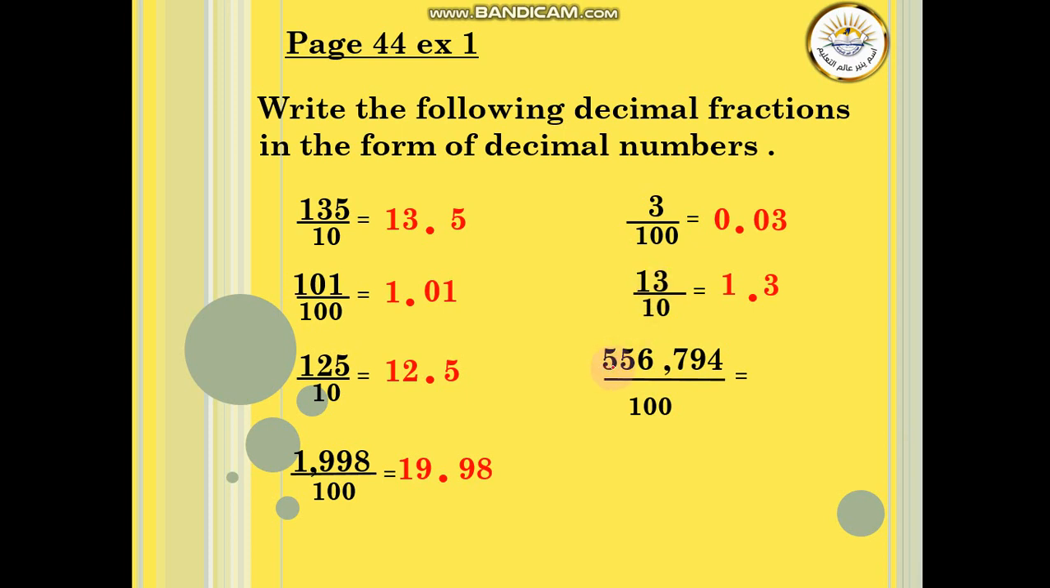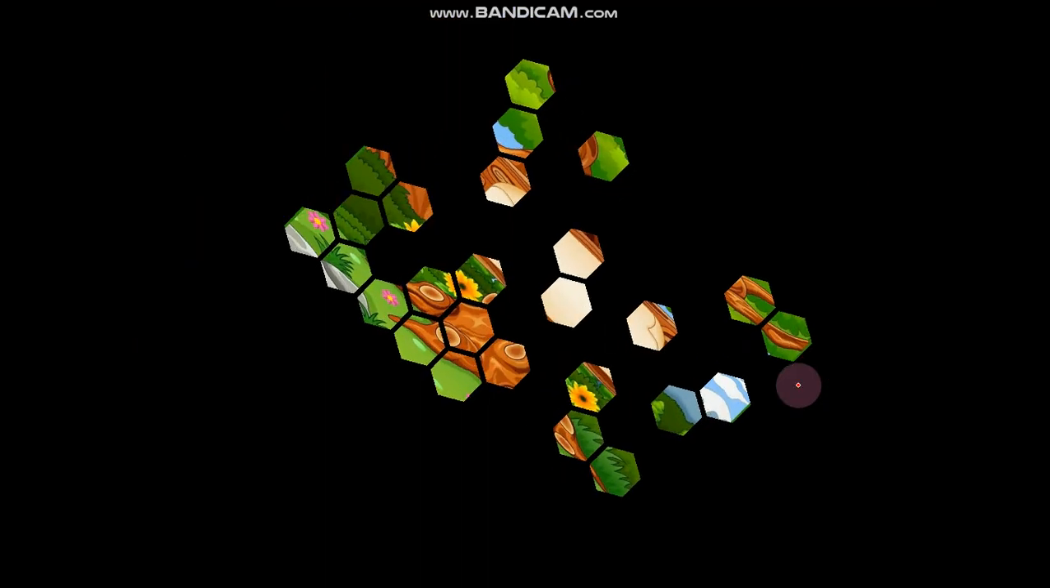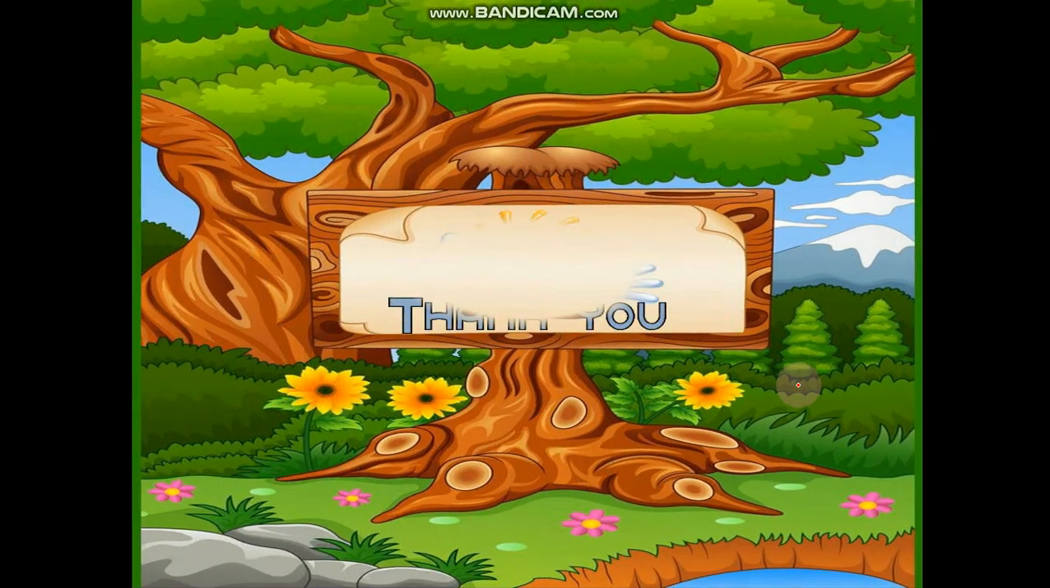Now I have 556,794 over 100. What should I do? I count 2 digits because I have 100 as denominator and I put the point. So 1, 2. I should put the point here. So the answer will be 5,567.94. Now I have 1 over 100. This means I should have 2 digits after the point, so 0.01 is the answer. Thank you, my students. Don't forget to do your agenda.